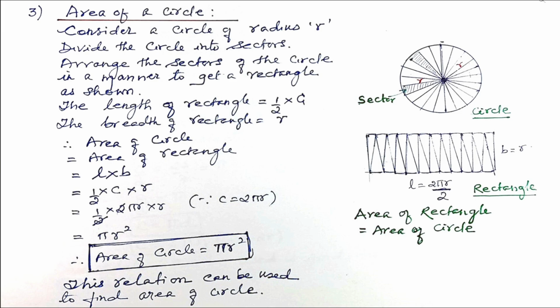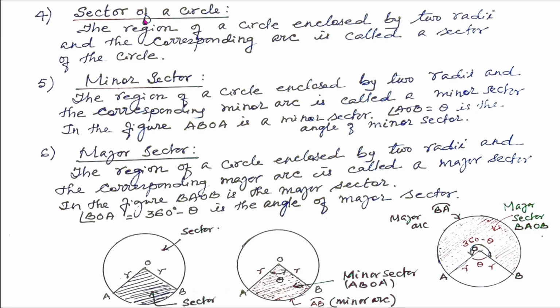Remember that. Now, the next important topic is the sector of a circle. What is a sector of a circle? The sector of a circle is the region of a circle enclosed by two radii and the corresponding arc. If you look at this figure, OA and OB are two radii and AB is an arc. So, the region enclosed between these two radii and this arc AB is known as the sector of the circle. Also, the area enclosed between the arc BA and the two radii is also a sector. That means in a circle, when we draw two radii, we get two sectors. One is called the minor sector, the other the major sector.